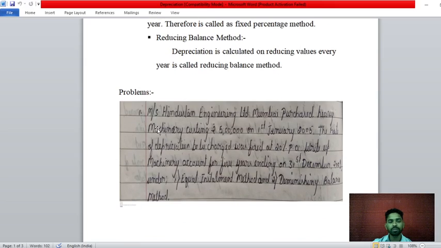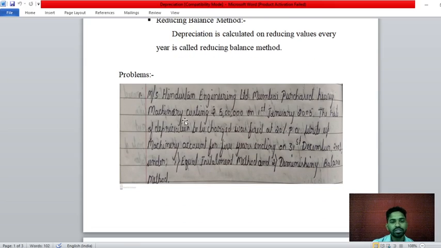Now see the problem. Hindustan Engineering Limited, Mumbai purchased heavy machinery costing rupees 5 lakh on 1st January 2005. The rate of depreciation to be charged was 20% per annum. Write up the machinery account for the years ending 31st December 2009 under the equal installment method.